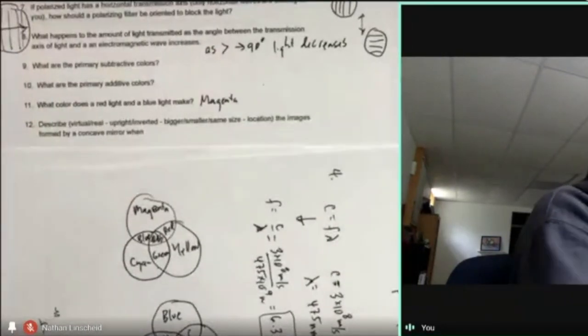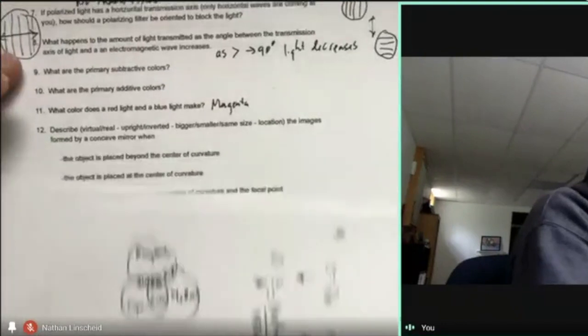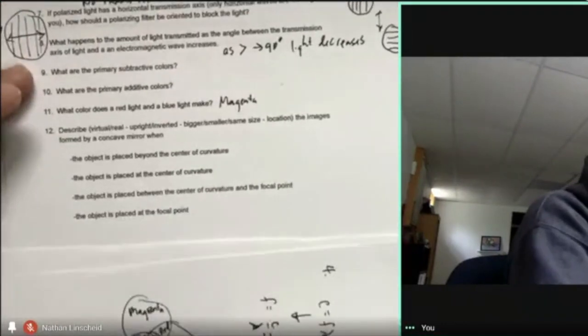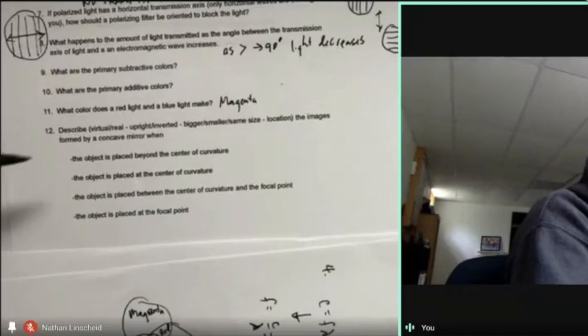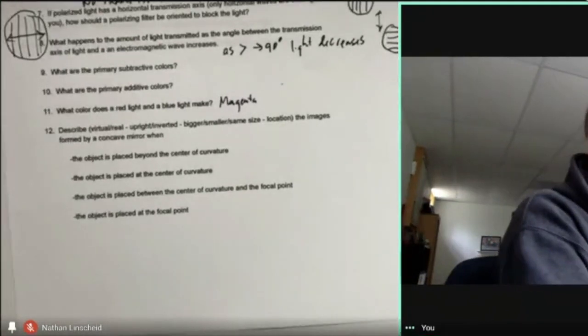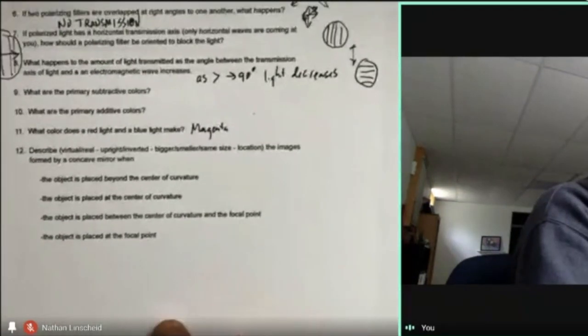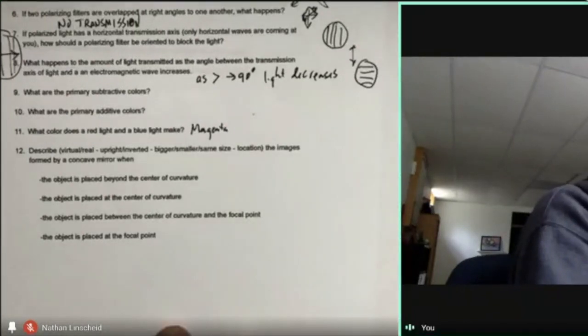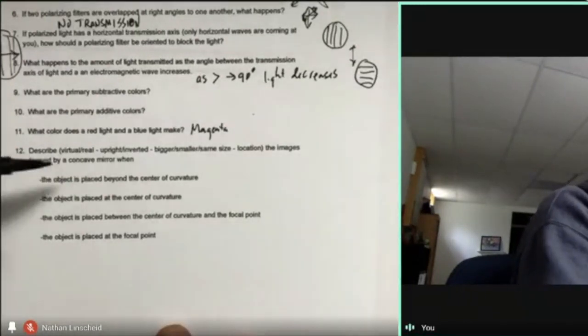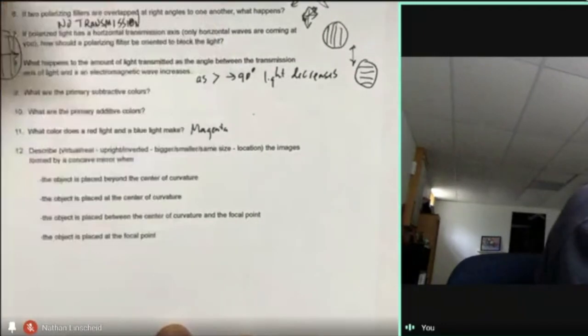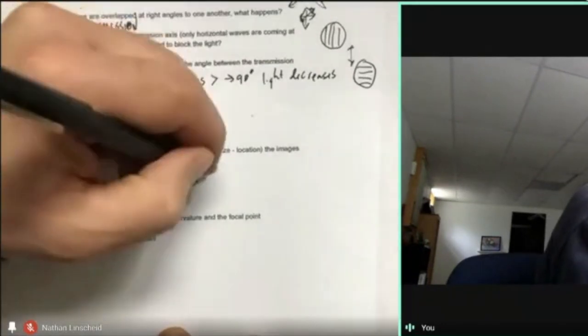All right, number 12 takes us through what happens to the images that we make with a concave mirror as we bring the object closer and closer to the mirror, closer and closer to the focal point and even to the focal point and even inside the focal point. So if it's placed way out there beyond the center of curvature, we're going to have a smaller image.